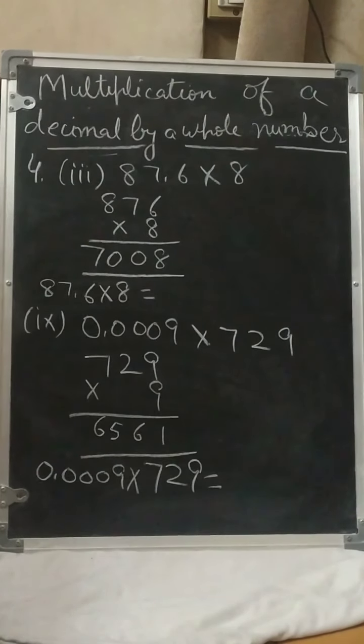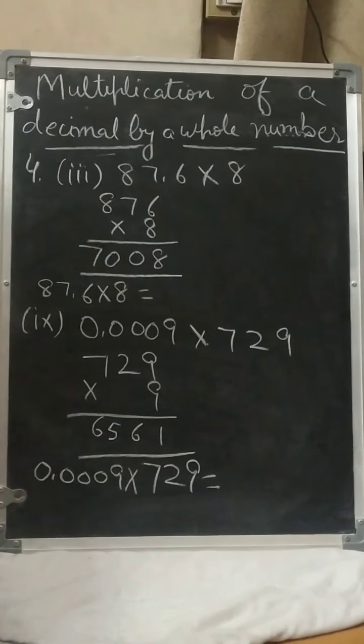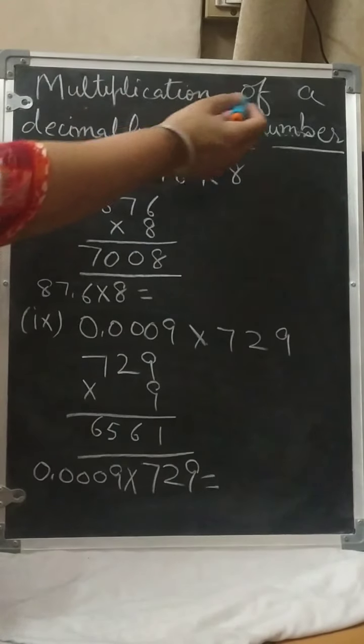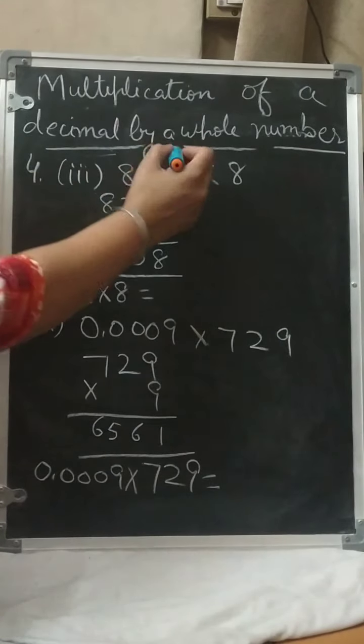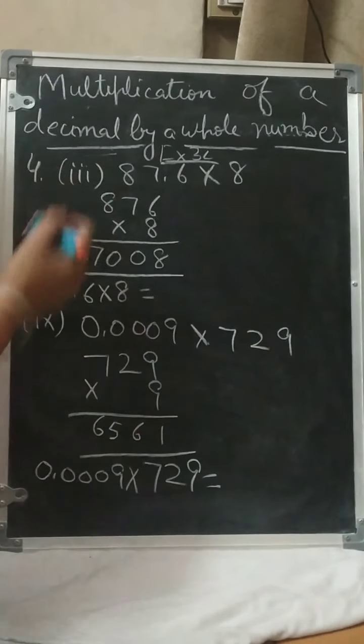Hello my dear students, yesterday we learned how to multiply a decimal number with 10, 100 or 1000. Now today we will learn how to multiply a decimal by a whole number. So exercise 3C, its fourth question, third part.